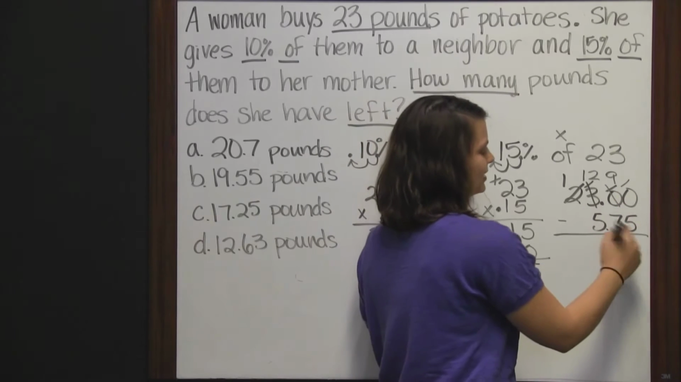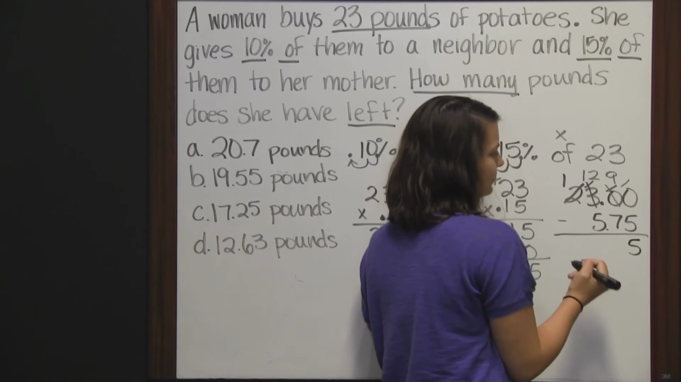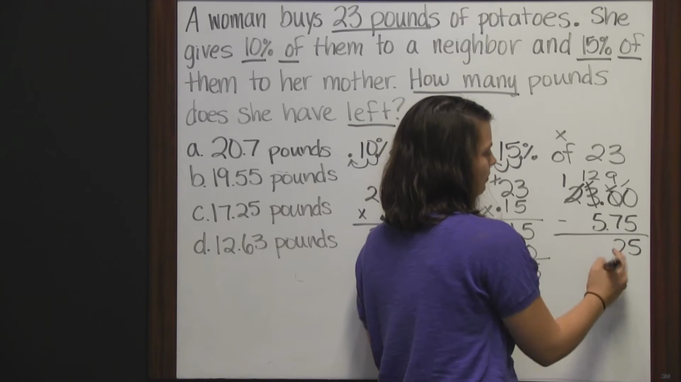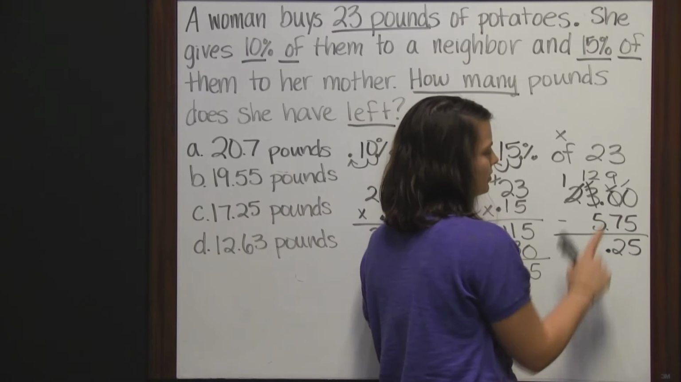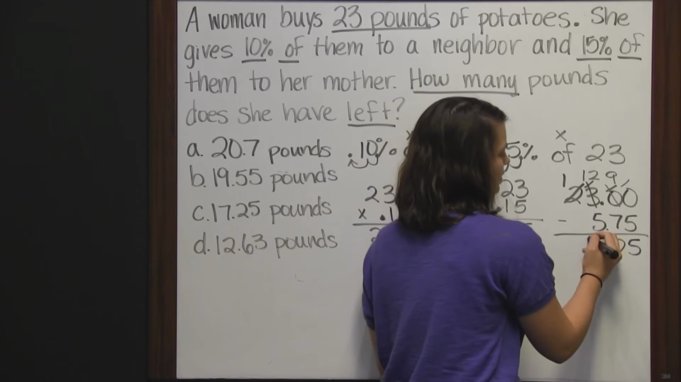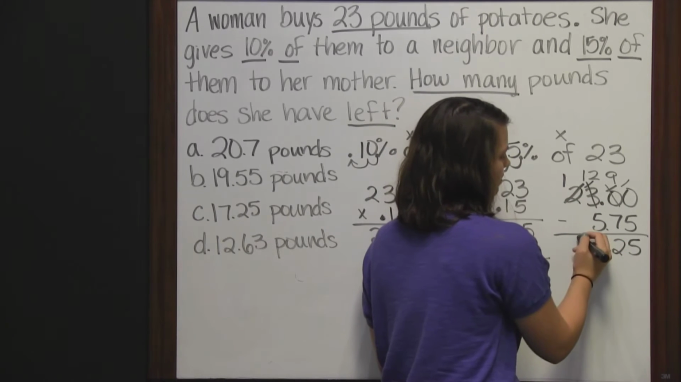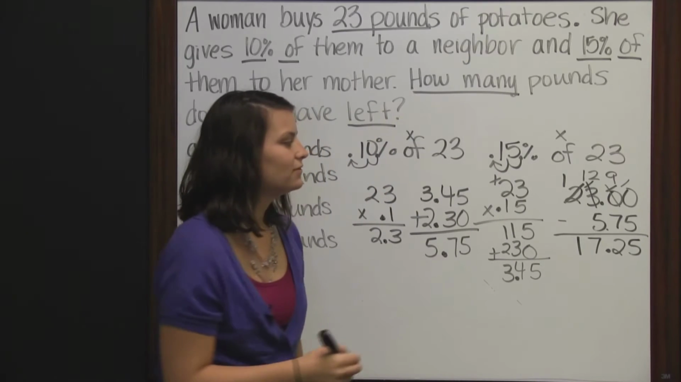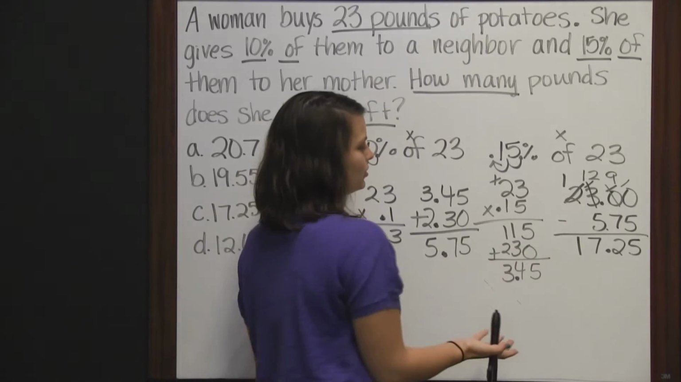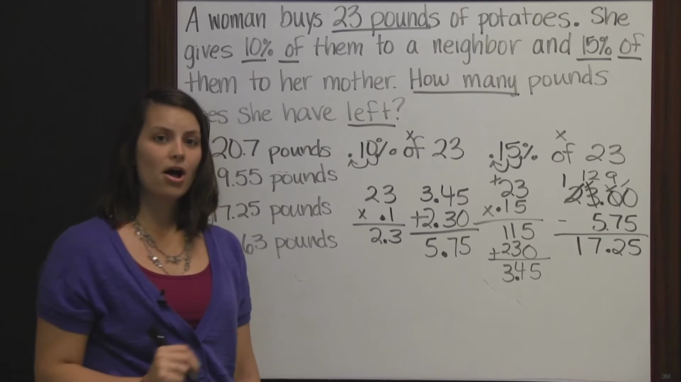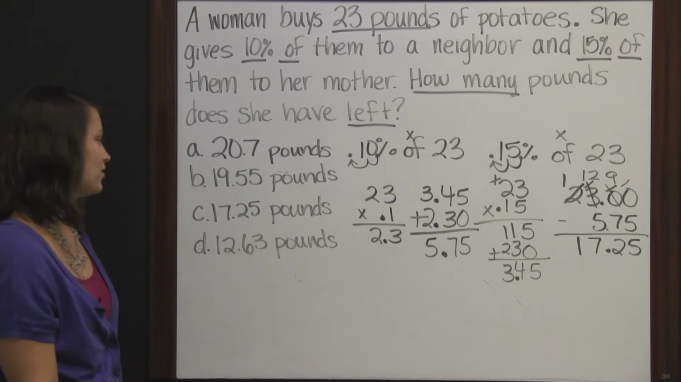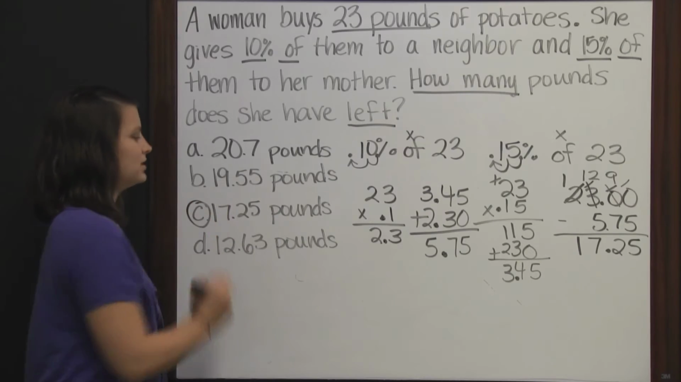So 10 minus 5 is 5. 9 minus 7 is 2. We bring that decimal down. 12 minus 5 is 7. And then we bring down the 1. So that means that after she gives away the 5.75 pounds to her neighbor and her mom, she's left with 17.25 pounds, which is answer choice C.